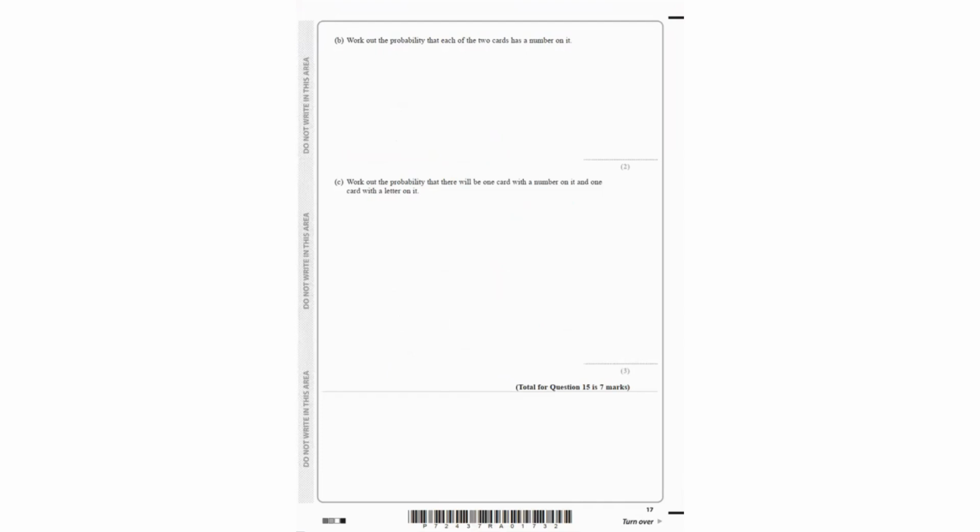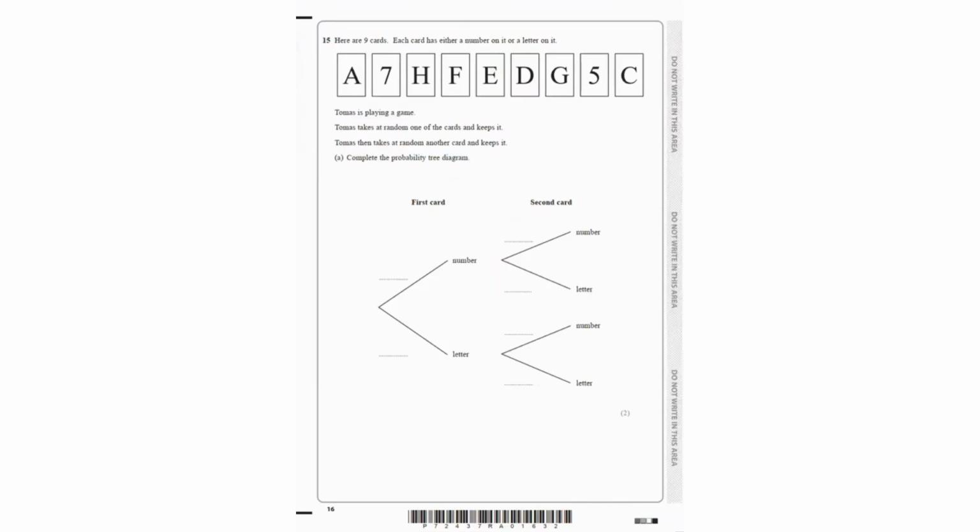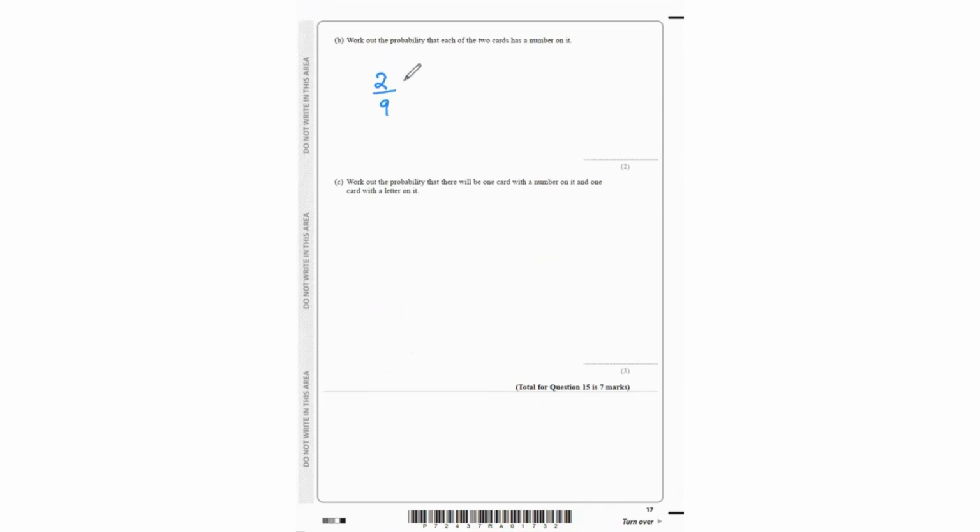Then it says work out the probability that each of the 2 cards has a number on it. So for both numbers, we go from here to here. So that's 2 over 9 times 1 over 8. 2 ones are 2, this is 4. So that's 1 over 36. That's your probability.